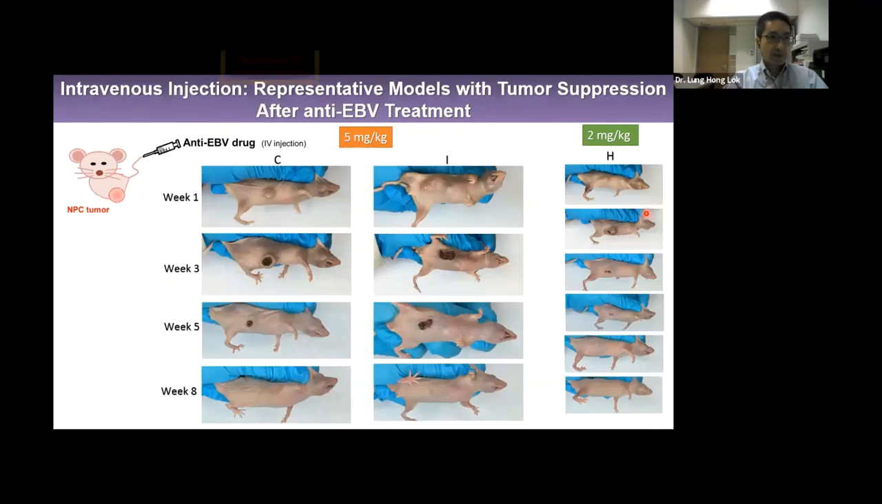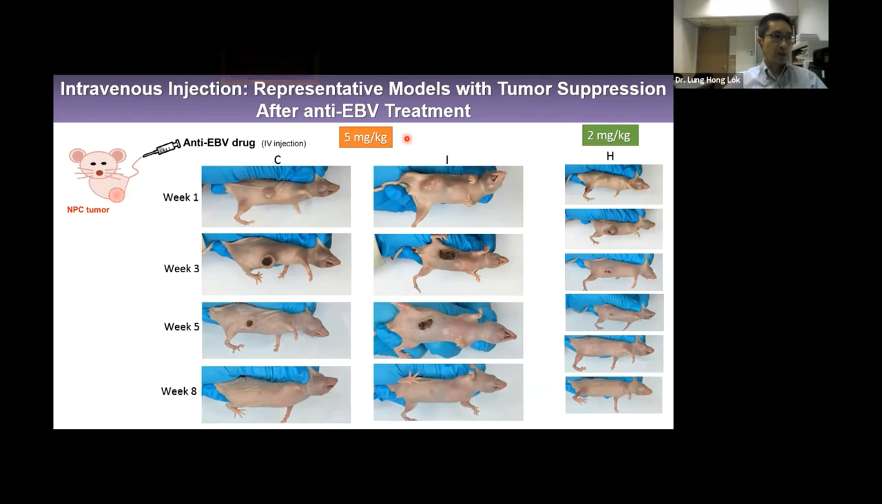This picture may look a bit disgusting, but I just want to show you the actual observation of what happened to the animal. This is not the same drug, it's another drug, but it's also anti-EBV. This time we deliver the drug by intravenous injection, IV injection, because we want to mimic the clinical setting. In the clinic, the patient receives chemotherapy treatment by the vein, so that is why we inject the drug into the tail vein. The drug is delivered into the circulation and the tumor receives our drug via the blood circulation.